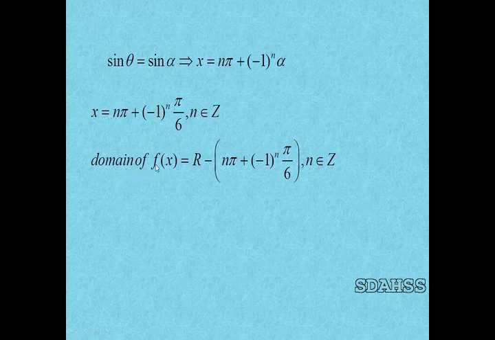So the domain means possible values of x. Because we are assuming that the denominator is 0, you can subtract these values. If you subtract these values, you will get the domain. So the domain is R minus n pi plus minus 1 whole power n pi by 6, where n belongs to Z.